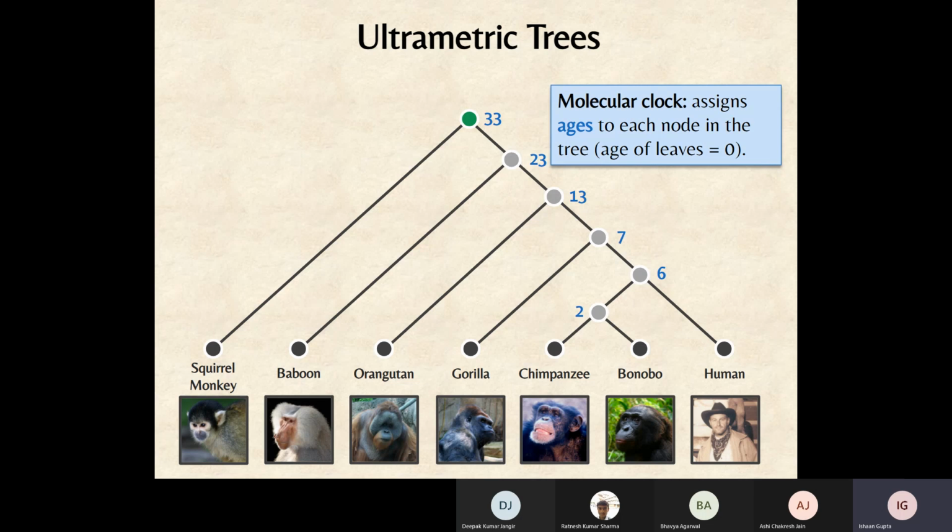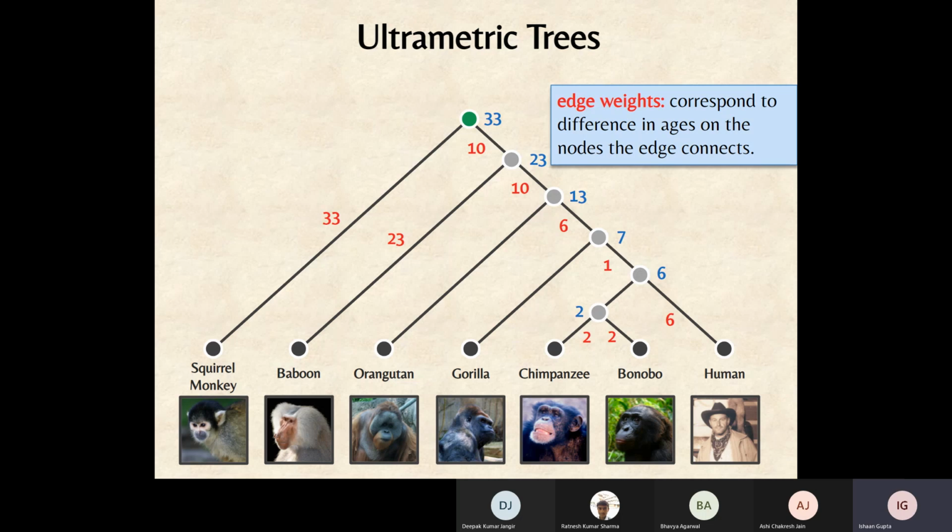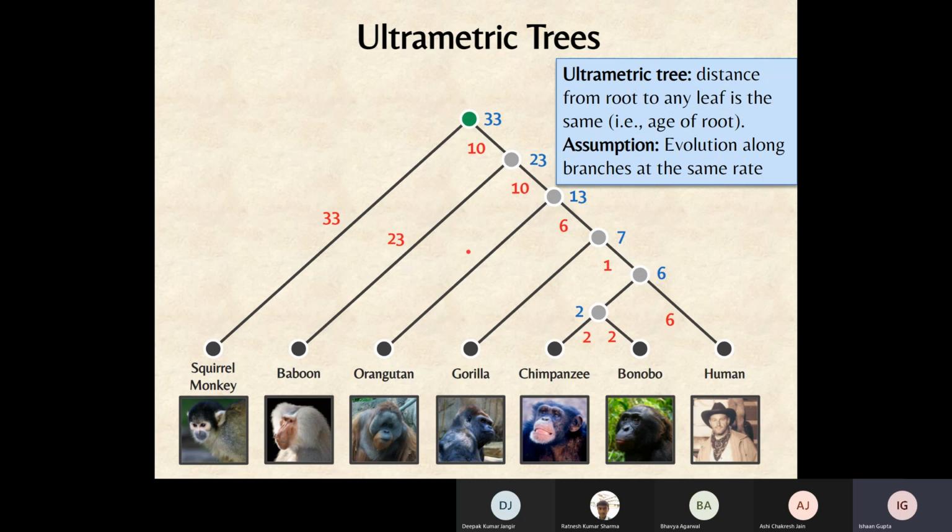All right. So now how do we actually construct these ultrametric trees? The edge weights of these trees, as I was telling you, represent the age between the nodes. All right. So this is the age between the nodes. And in ultrametric trees, the distance from the root to any leaf is the same. That's the idea. And the assumption is that the evolution rate along each branch is the same, right? This is one of the biggest assumptions in such ultrametric trees.